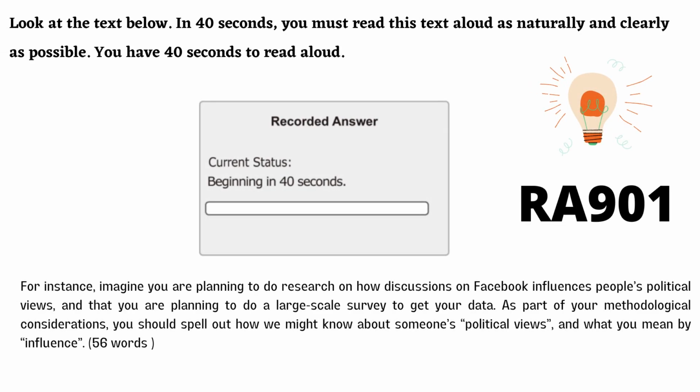For instance, imagine you are planning to do research on how discussions on Facebook influence people's political views, and that you are planning to do a large-scale survey to get your data. As part of your methodological considerations, you should spell out how we might know about someone's political views, and what you mean by influence.